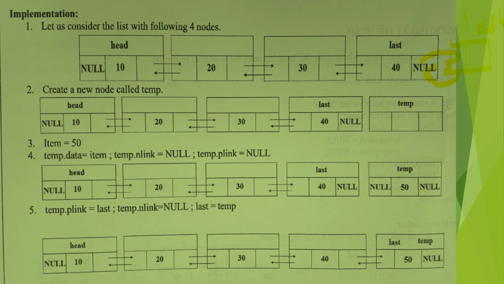and change temp.plink equal to last and temp.nlink equal to null, and last.nlink equal to temp, and we have to change last equal to temp. In this way we can insert the last element in the double linked list, and we can insert a new node between any two nodes or at any position.